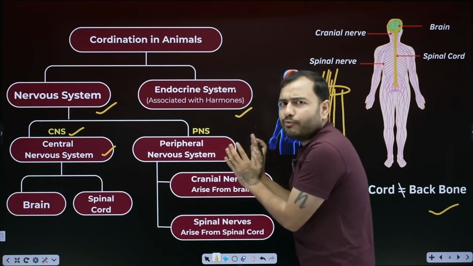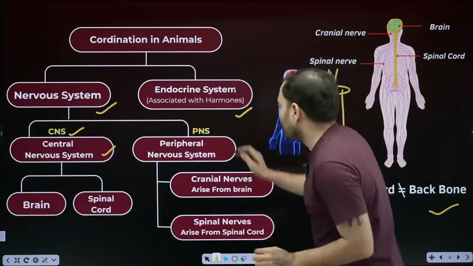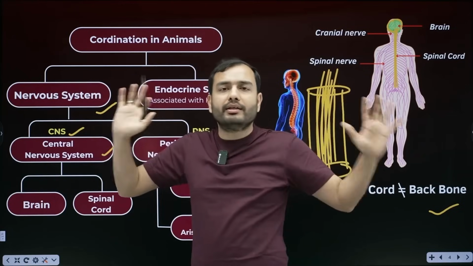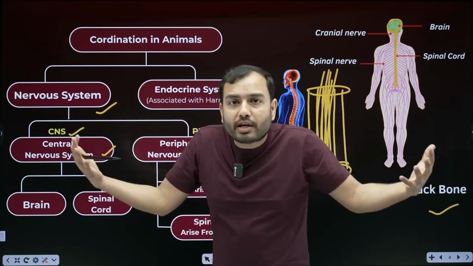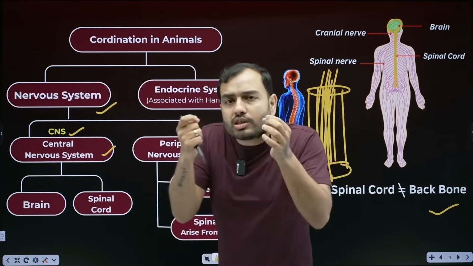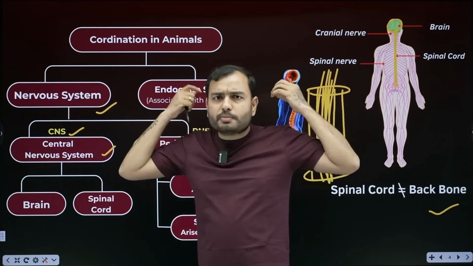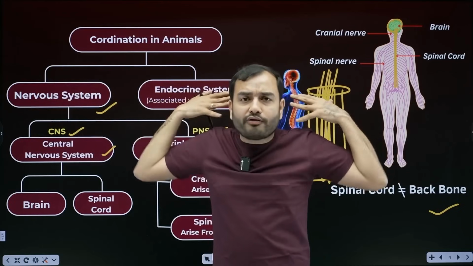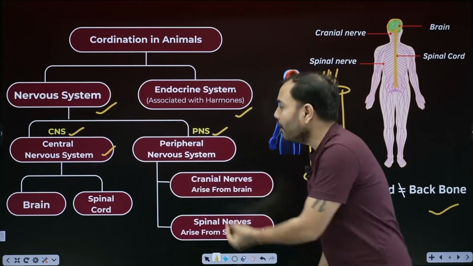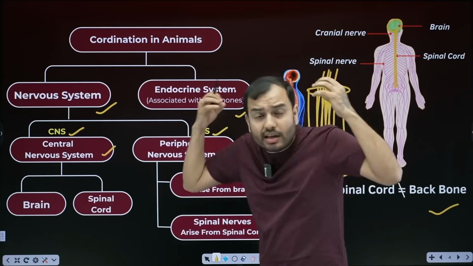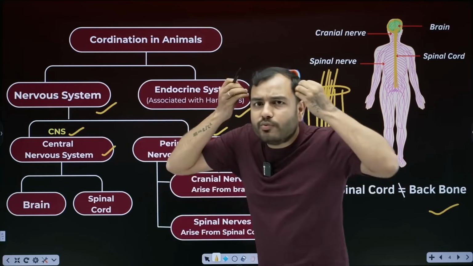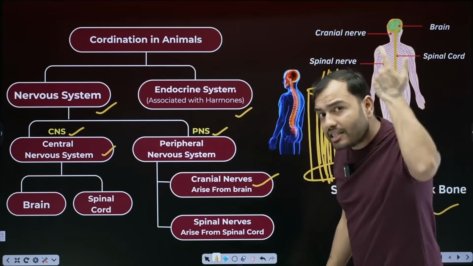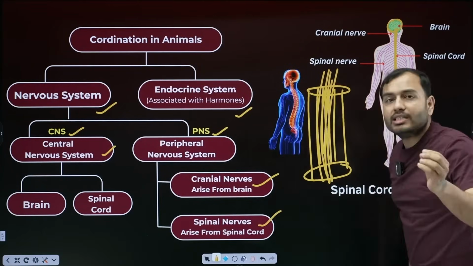The second is the peripheral nervous system, PNS. What is this, beta? The brain and spinal cord together take decisions, but the different parts of the body also need to be told what to do. So there are some wires that go from the brain and through the spinal cord into the different parts of the body. These wires we call the peripheral nervous system. They are wires only which take the signal. The wires which come from our brain, we call them cranial nerves. And the wires that come out from our spinal cord, we call them spinal nerves.